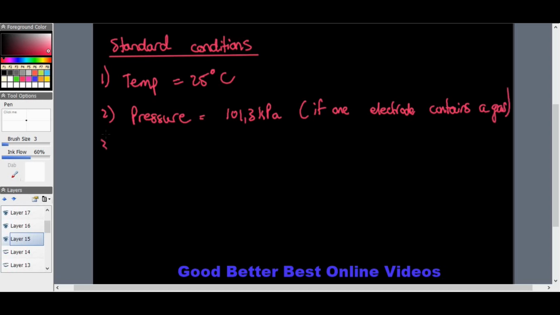Okay? And the third condition is that concentrations must be equal to 1 mole per decimeter cubed. Okay, this is for your electrolytes only. Alright?